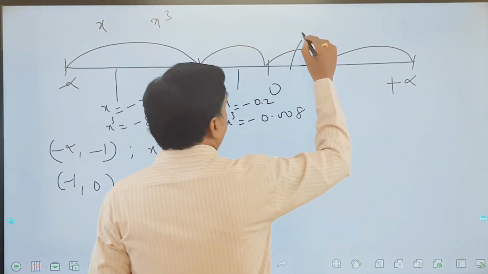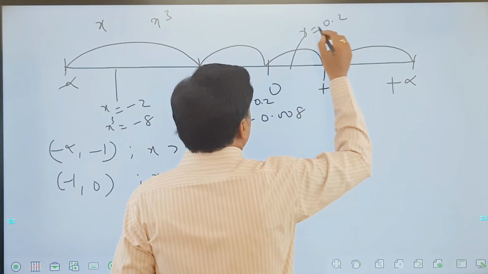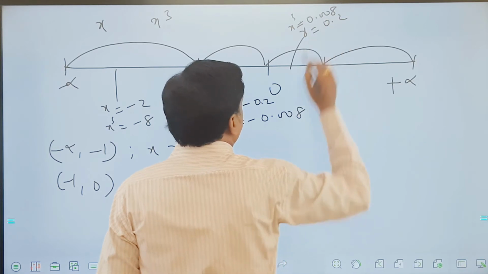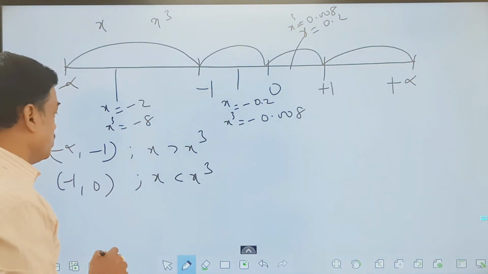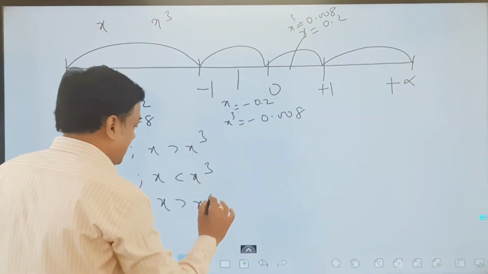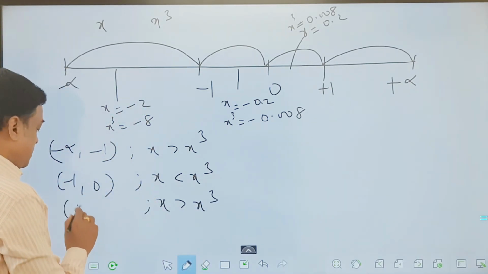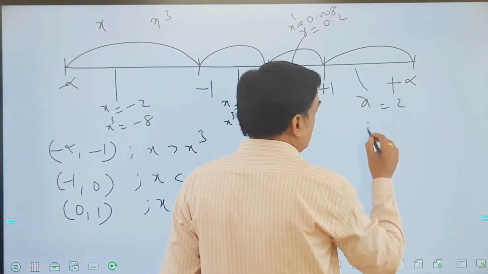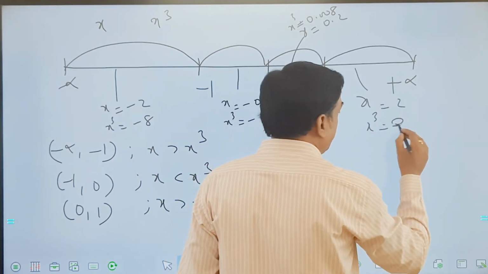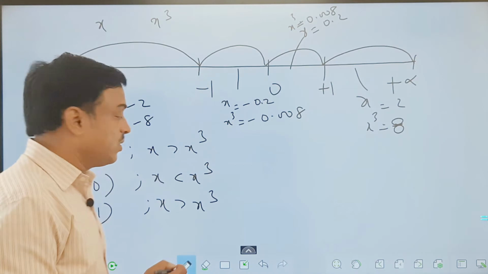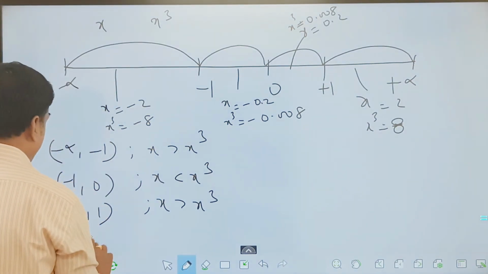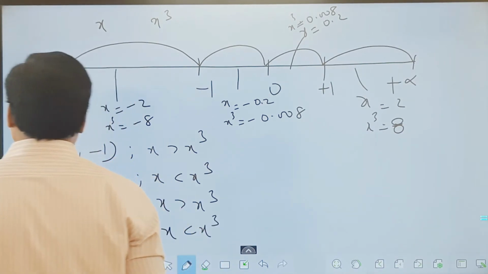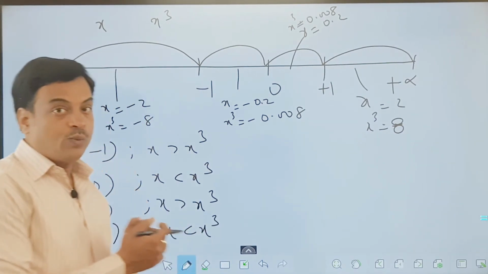Similarly, I'll take a value here, x equals 0.2, then x cube will be 0.008. So here x is greater than x cube between 0 and 1. And finally, if I take x equals 2, the value of x cube will be equal to how much? 8. We all know that it is equal to 8. So between 1 and infinity, x is less than x cube. Okay, all of you? So this is my finding.